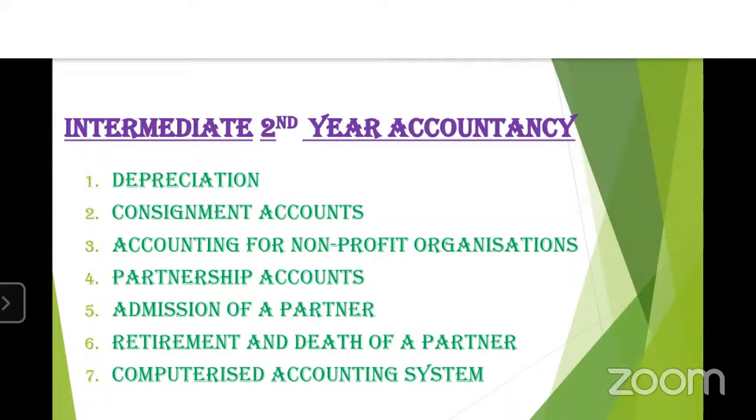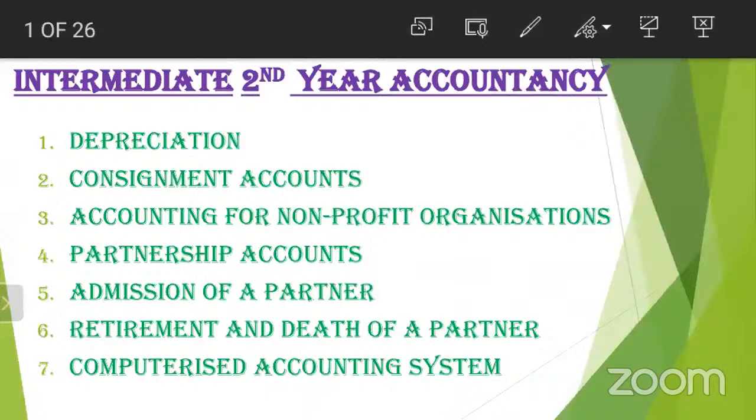In intermediate second year accountancy, we have 10 units: depreciation, consignment accounts, accounting for non-profit organizations, partnership accounts, admission of a partner, retirement and death of a partner, computerized accounting. These are the units in accountancy.